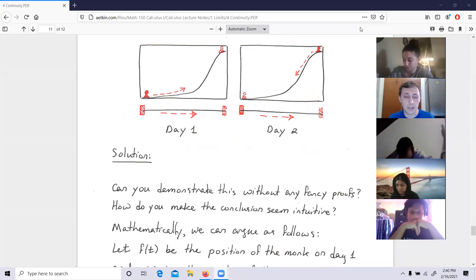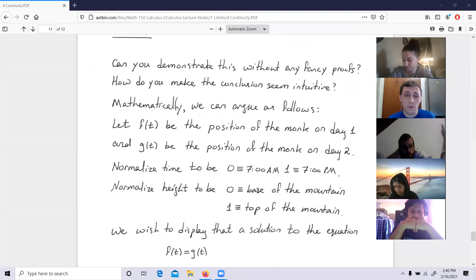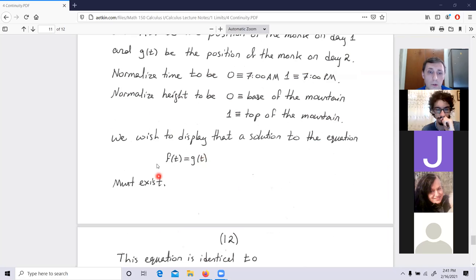Now, it's not a magical monk. The monk does not teleport. Yes, which means if I gradually change time, the position of the monk gradually changes, which means that the functions are continuous. Do you agree? If I believe that a small amount of time will create a gradual change, that means that the function is continuous. Right? And so I solve the equation f of t equal to g of t. I want to prove that the solution must exist.